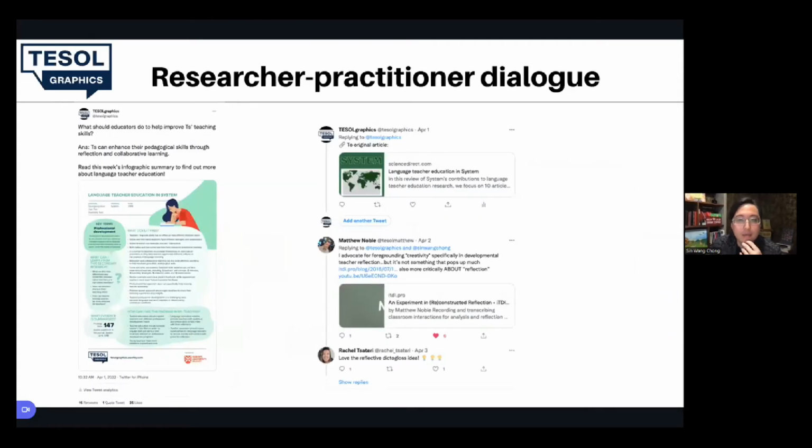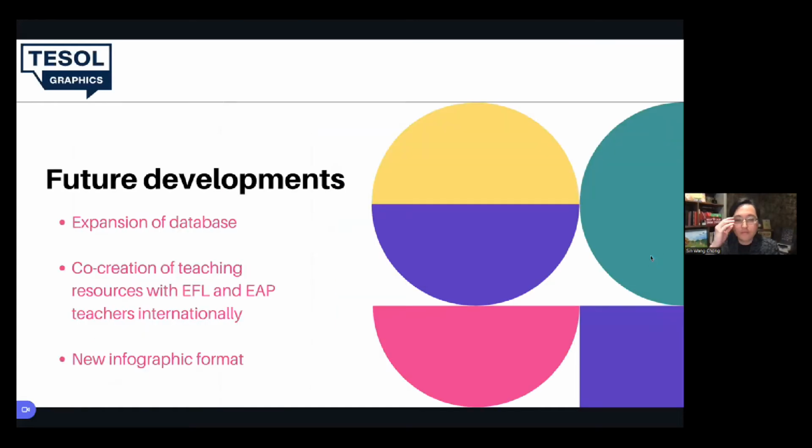And this is another example. It's another publication in System talking about language teacher education. And you see that there are two people talking about the piece. For example, this Matthew Noble introduced an additional notion of creativity and reflection and shared an additional resource. And then other teachers jump in and comment on a specific idea, like in this case, the dictogloss idea. So you see that it starts with research, but the conversation was picked up by practitioners. And this is something we're really, really proud of.